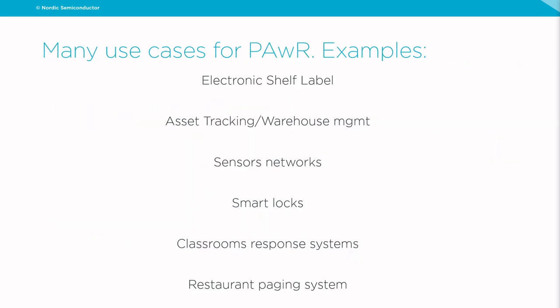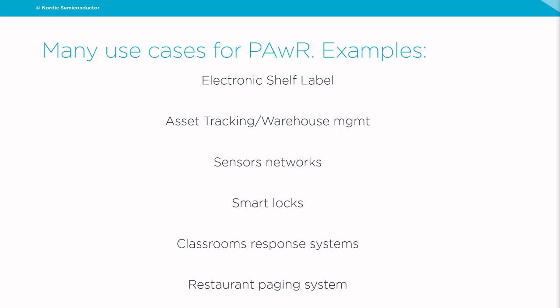So in which applications can PAwR be used? Here, imagination is really the limit. The PAwR feature can be used in many use cases. Whenever you have a one-to-many use case, this feature may have a good fit. Of course, it fits very well for the Bluetooth ESL application, which we will see later. This has been the main driver for adoption of this new feature within Bluetooth SIG.